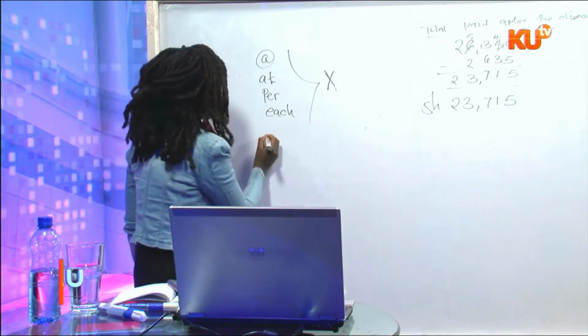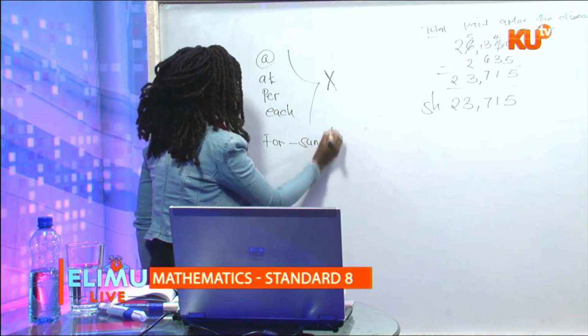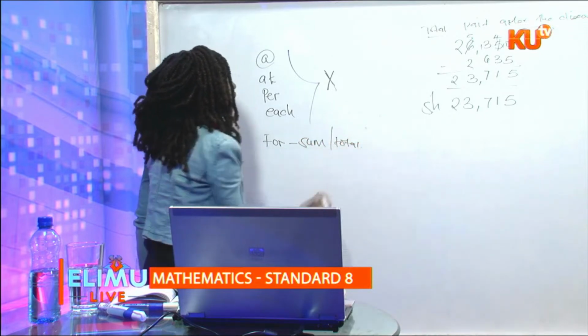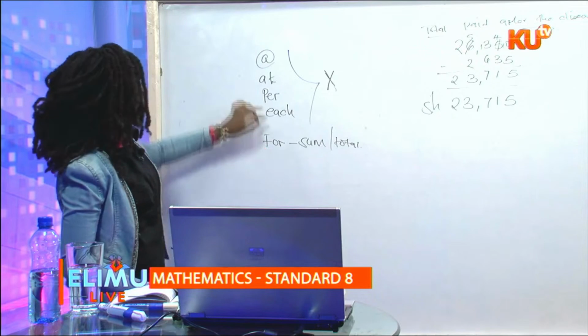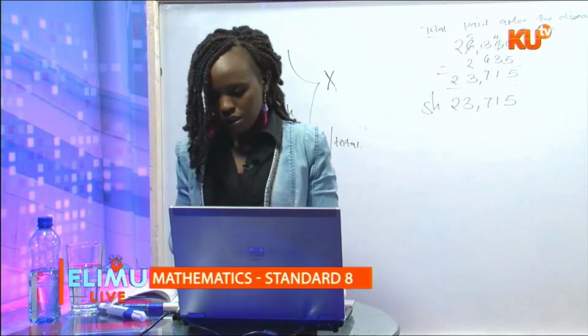Apart from for. For will always give you the total or the sum, the total cost of the items. So for 'for' you don't multiply, but for the rest you multiply. And I think I've answered that question.